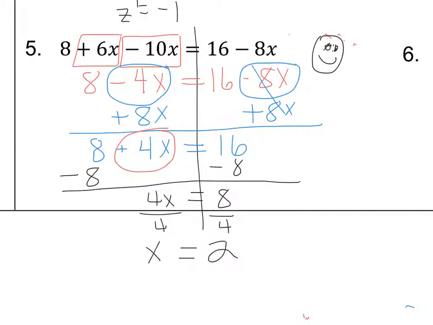Okay, so go ahead and check your answer. After we moved our negative 8x from the right side to the left, notice that what we were solving for became positive. So we were able to make our smiley face and have no negative checking to worry about.